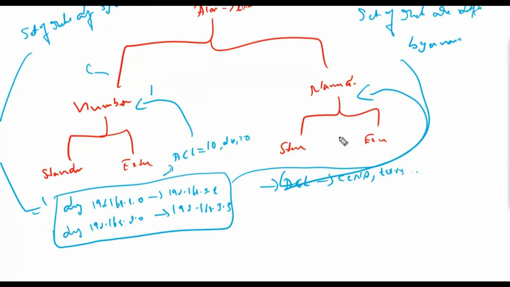Imagine you have a group of rules. I'm going to give a number to this one. If another group is there, I'm going to give it a name. That is the difference between number and name. Got it?